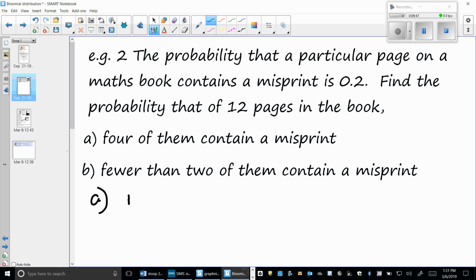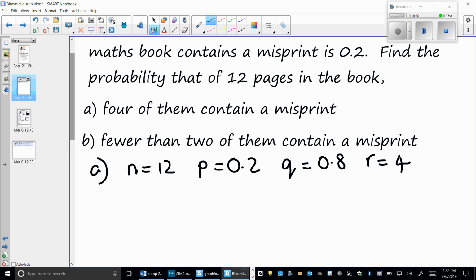Right, okay, so let's establish our values. So N in this case is 12. What else do we need to know? P? 0.2. Yep. So Q would be 0.8. And in this, for part A, the value of R is 4. Do we see now why the R is 4 for this question?